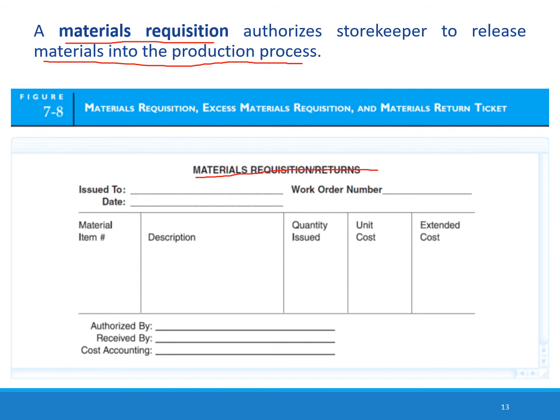Okay, so here we have the material requisition, and it authorizes the storekeeper to release materials into the production process. We call it the materials requisition or returns. It shows some information about the one who issued the material requisition, work order numbers, date and description, then quantity and unit cost, extended cost. Then if you notice here, we have the authorization by, received by, and also cost accounting, just to ensure they are updated about the movement of the production, the movement of the raw materials in work, so they can trace the cost there.